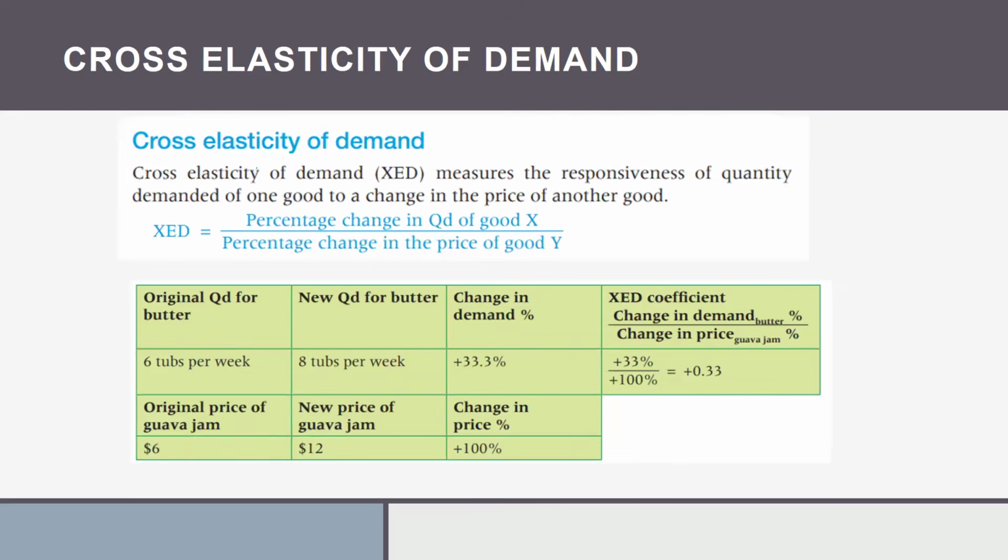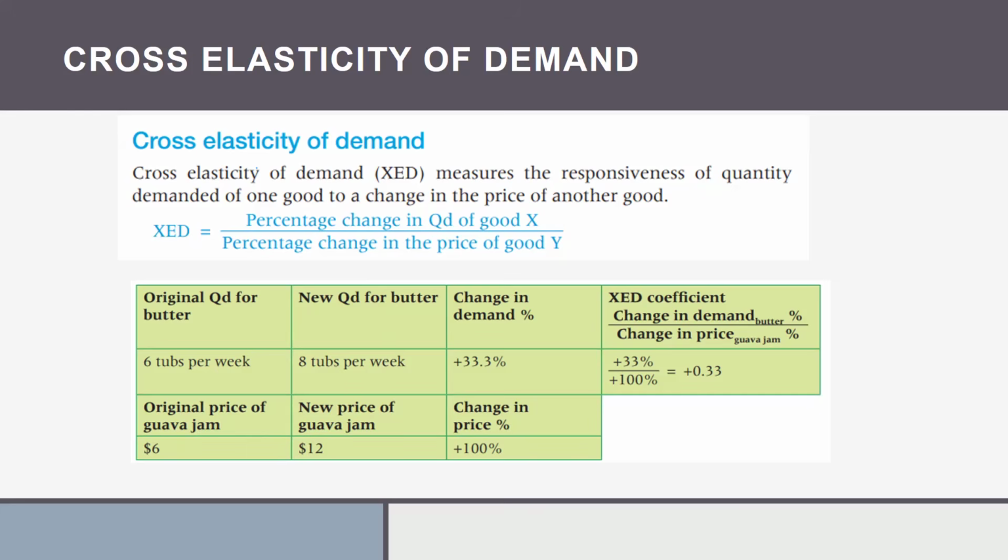The second to last one is cross elasticity of demand. You ever heard of this one? Has anybody never heard of this one before? Everybody has heard of it, right? Yes. This one is the percentage change in demand of one good due to the percentage change in price of another good.